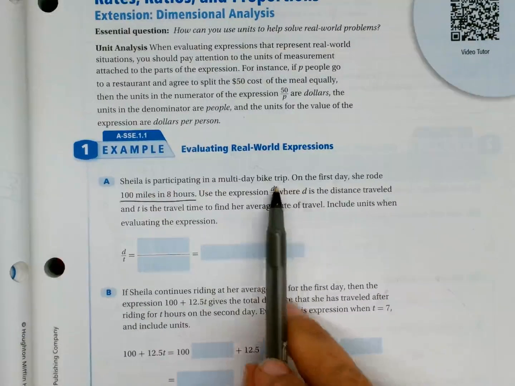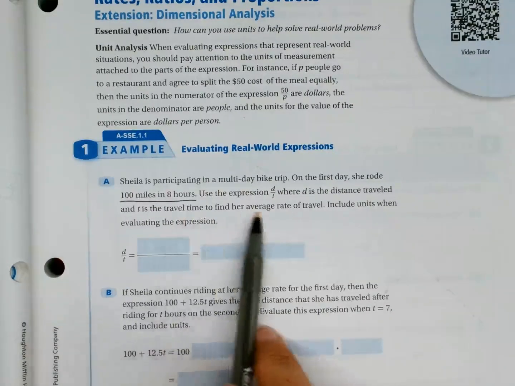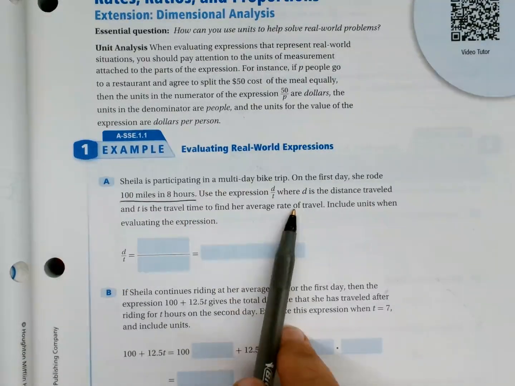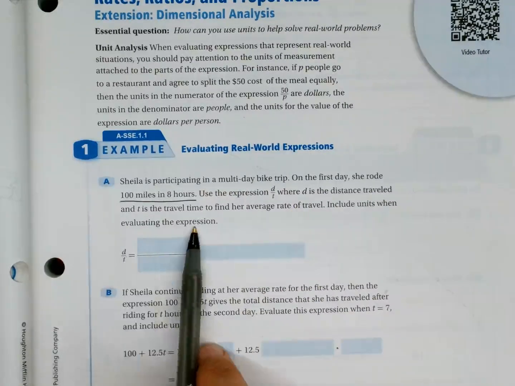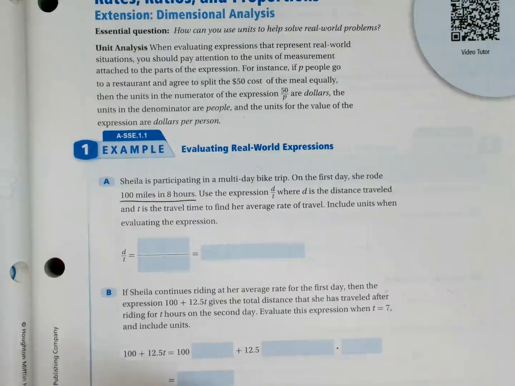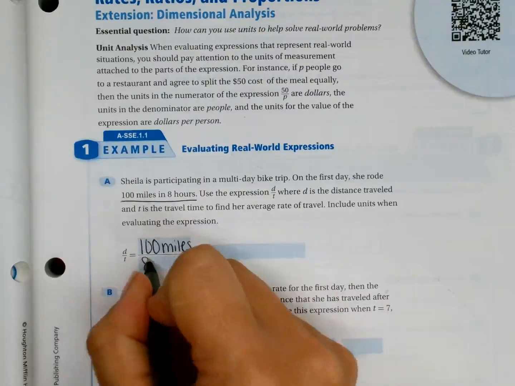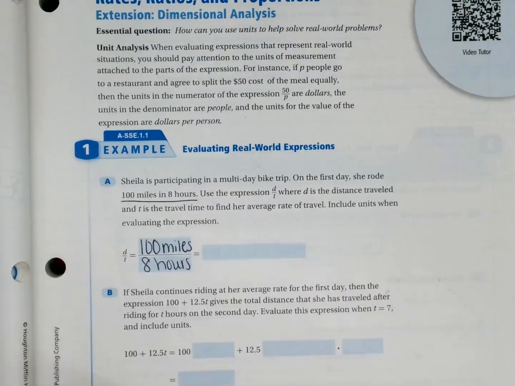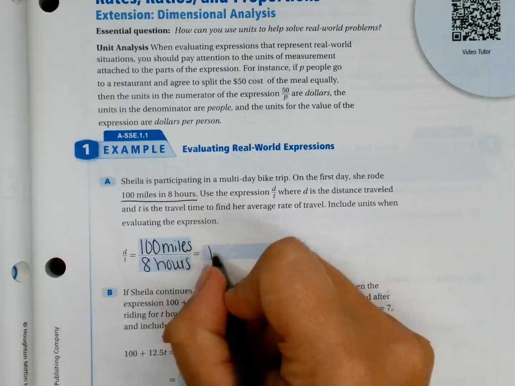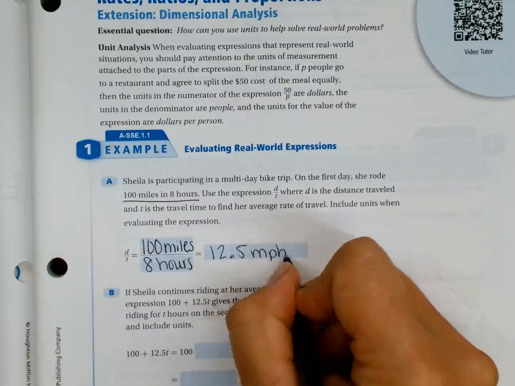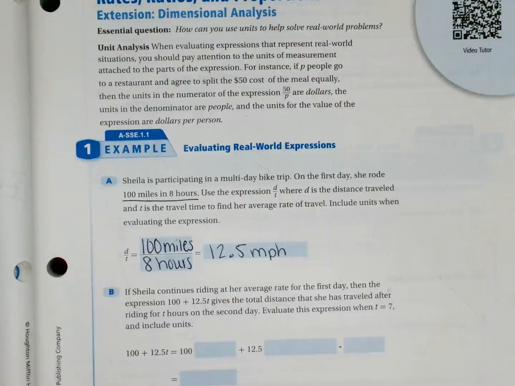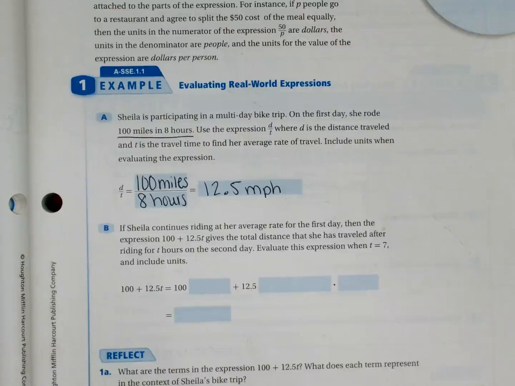Sheila is participating in a multi-day bike trip. On the first day, she rode 100 miles in 8 hours. Use the expression D over T, where D is the distance traveled and T is the time traveled, to find her average rate of travel. So we're going to find her miles per hour. Include the units when evaluating the expression. Okay, so she did 100 miles in 8 hours, per 8 hours, right? So that is going to reduce to 12.5 miles per hour.